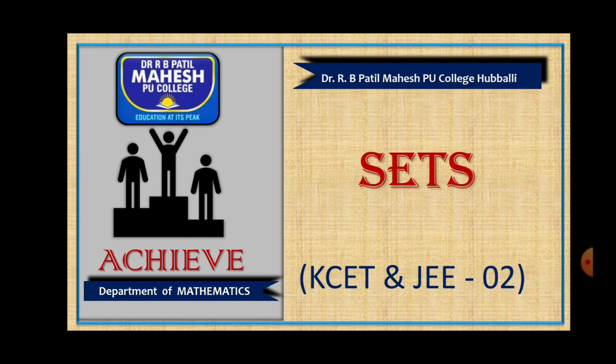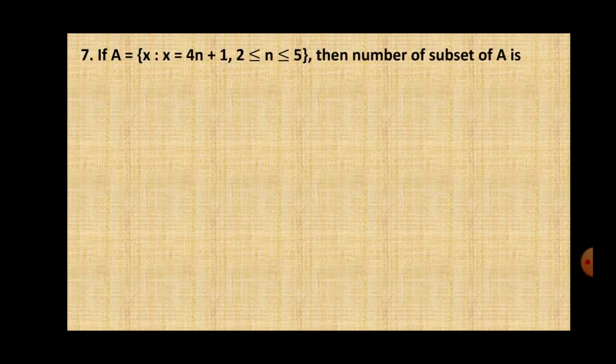So let us start with the next example, example number 7. If A equals x such that x equals 4n plus 1, where n is greater than or equal to 2 and less than or equal to 5, the number of subsets of A is: option A 8, option B 15, option C 4, option D 16.